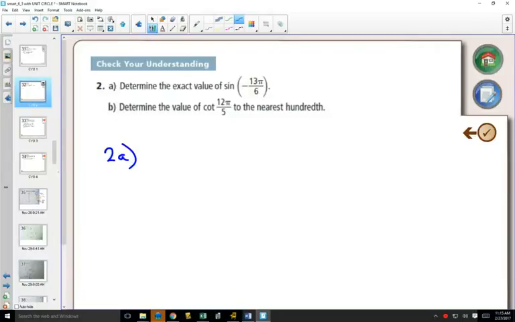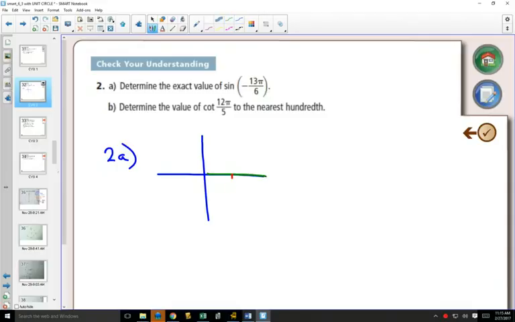So very similar to the last question, but the last question we did in degrees. Now we want to find the exact value of just one trig function, just sine of negative 13 pi over 6, but now we're thinking in radians. Now, if I draw negative 13 pi over 6, again, I'd start on my positive x-axis.